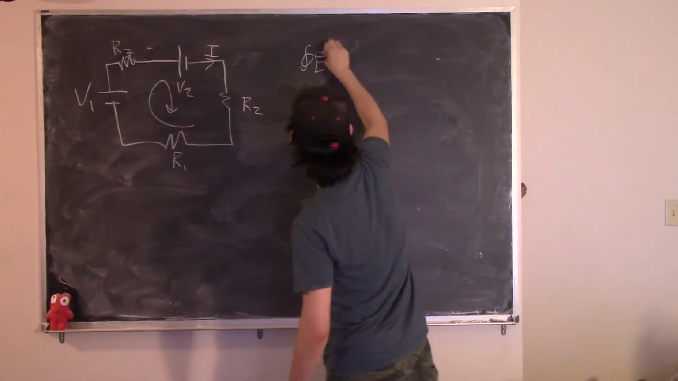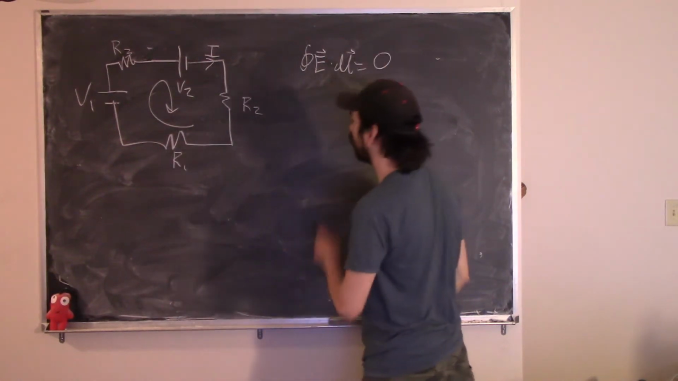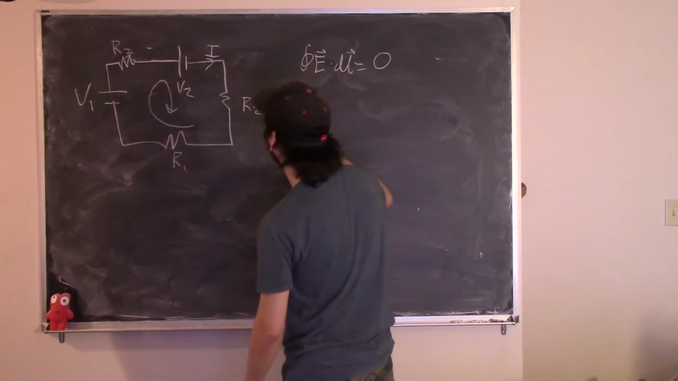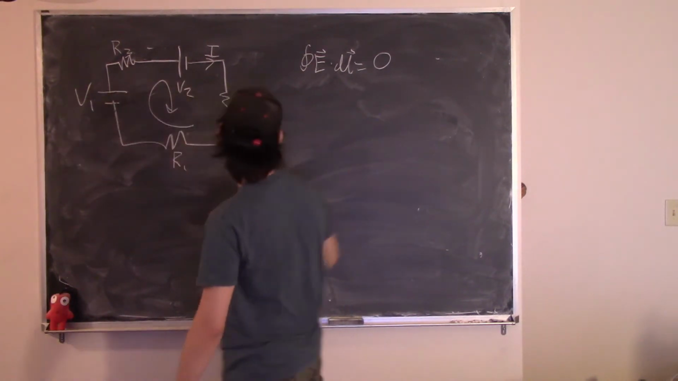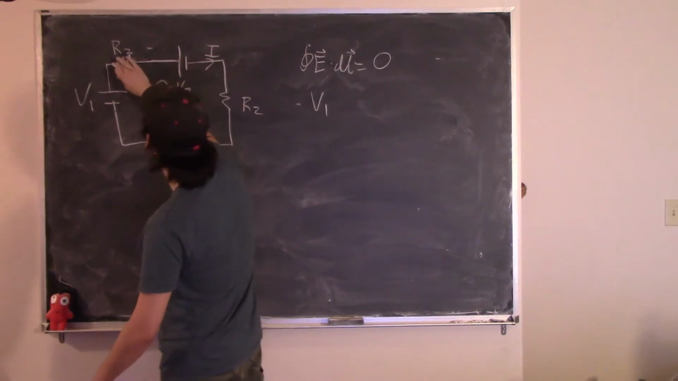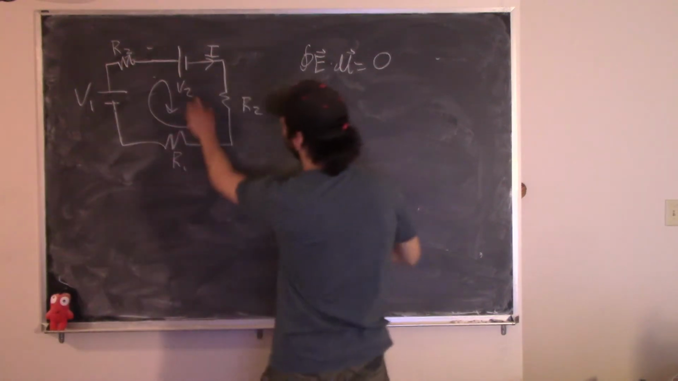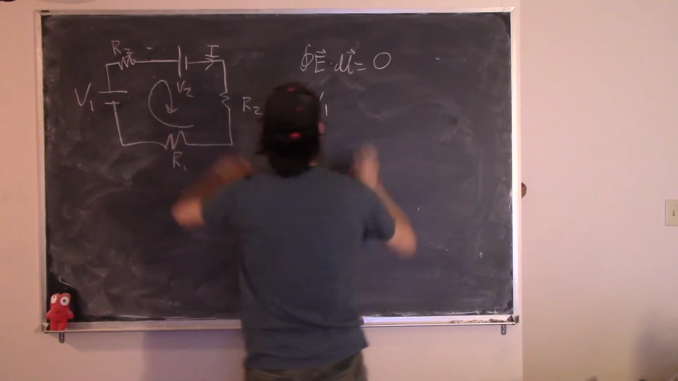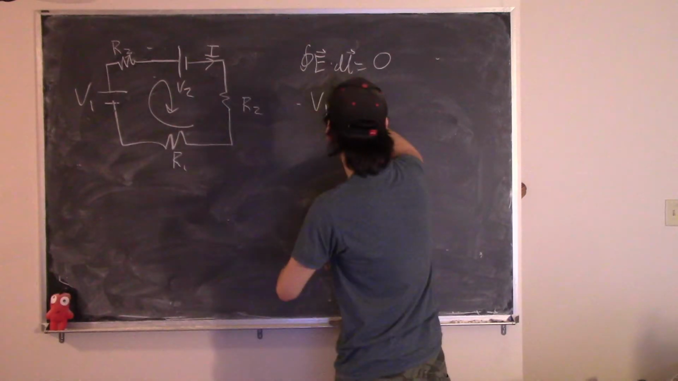Integral E dot dl is equal to 0, which says that when I'm going around this loop, I see the negative terminal of V1. This is minus V1. The current that goes through R3 is in the same direction as the loop. This is plus I3 R3. Then I see the positive side of the battery. This is going to be plus V2. Current here is in the same direction as the loop. This is going to be plus I R2. And then this part is going to be plus I R1 is equal to 0.